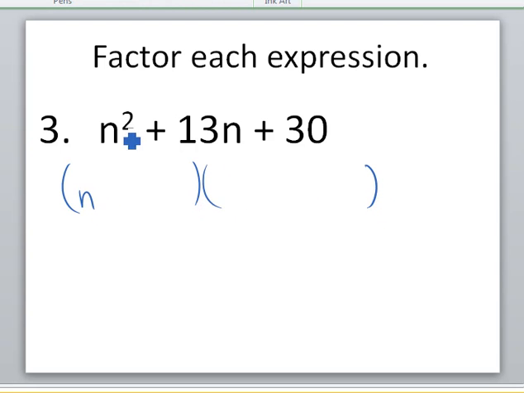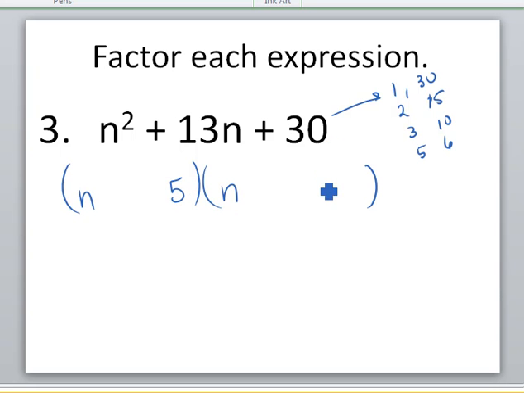That wouldn't have worked. This next example, I know there's no greatest common factor again. I need an n squared, so I'm going to put an n and an n. You'll just get in this habit of making these parentheses. Writing down the factors of 30 would be 1 and 30, 2 and 15, 3 and 10, and 5 and 6. I need ones that add up to 13.